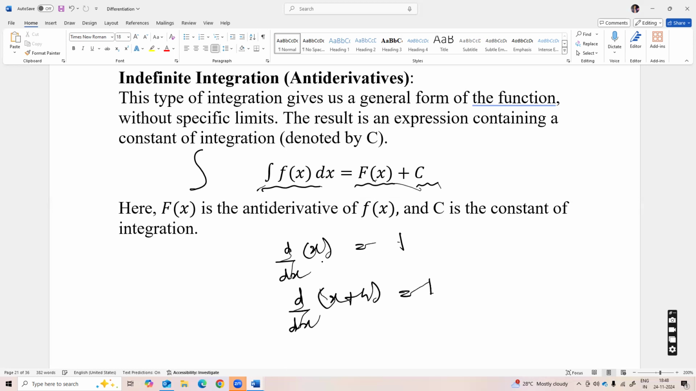Since the derivative of 4 has become 0, we have not written it over here. So the derivative of x as well as x plus 4 are both 1. If you are finding the integration of, let's say, 1 with respect to x, you will write it as x. But since these are antiderivatives, the 4 term has not been considered here. It can be 4, it can be 100, or it can be 0 also. To represent that term, we write c as some constant.